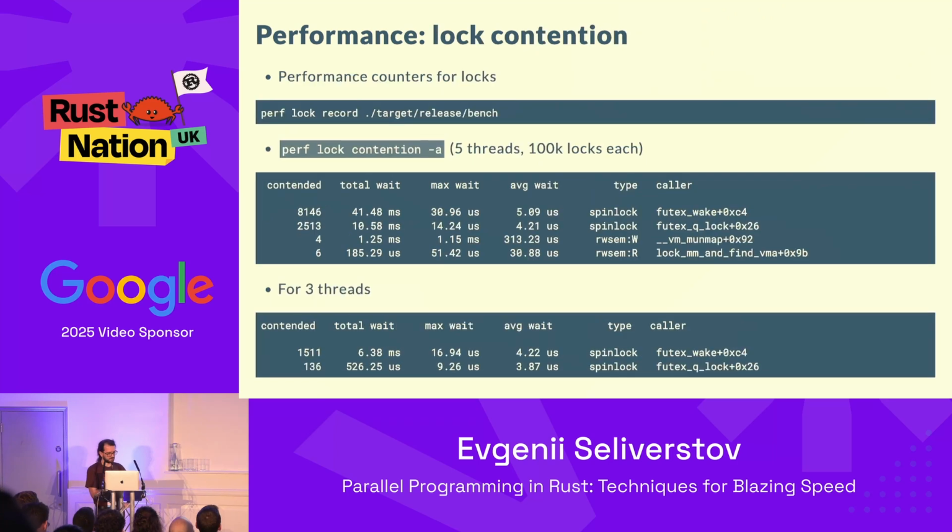Don't forget about it. And for locks, this is the case of how to track lock usage. For example, if you run only 3 threads, we get an uncontended mutex. So this one is ours, yeah? And if you go with 5 threads and 100 locks, we get a much worse case. So perf lock is your good friend for analyzing lock contention.